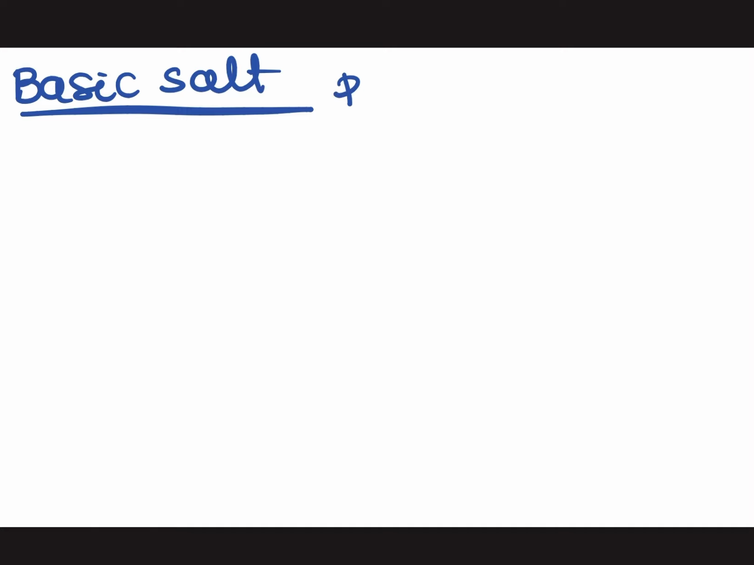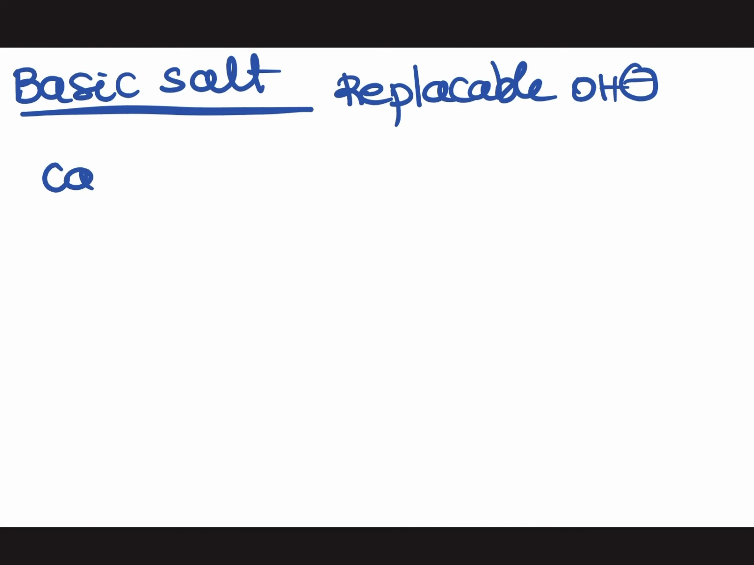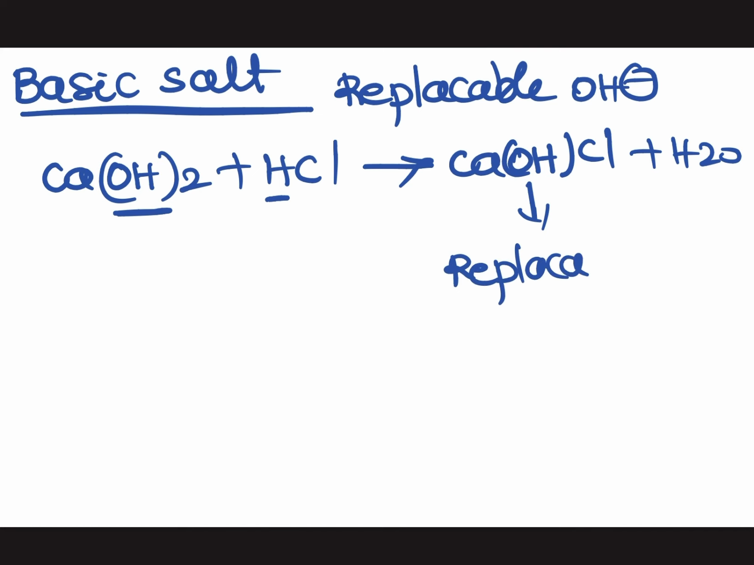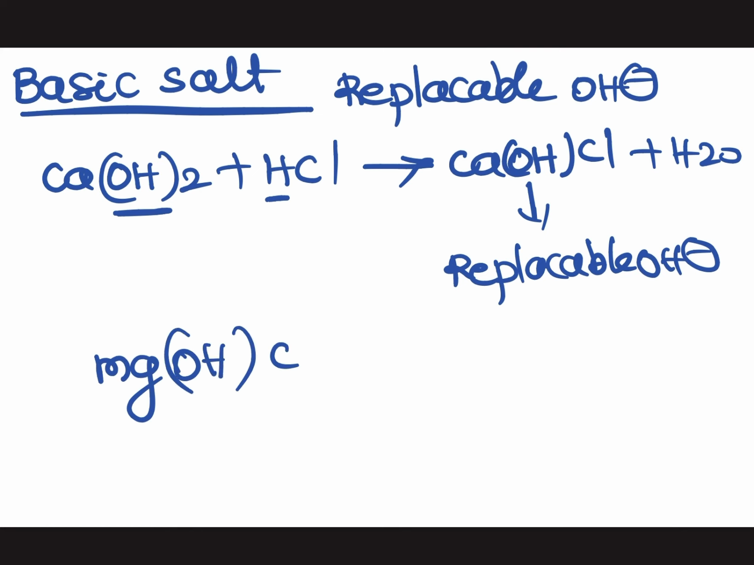So next one, you can see this one, basic salt. So what is meant by basic salt? A basic salt is a salt containing replaceable OH minus ions. So for example, I am taking calcium hydroxide reacting with HCl. HCl, one hydrogen we can replace, calcium hydroxide, two can be replaced. This is also called partial neutralization. Right now what happens, out of two OH, only one is replaced, giving Ca(OH)Cl plus H2O. So this salt contains a replaceable OH minus ion. That's why this is called a basic salt. So replaceable OH minus ion should be there.